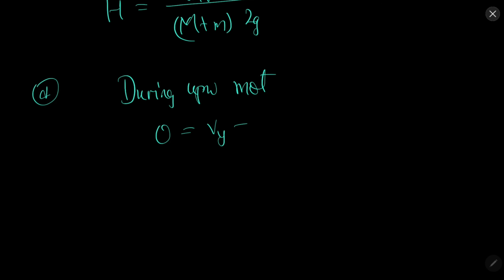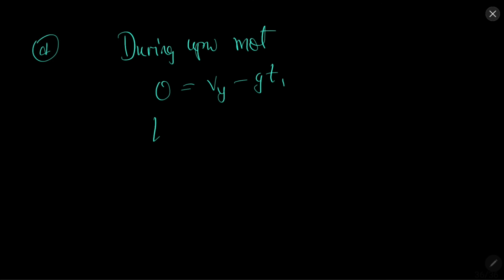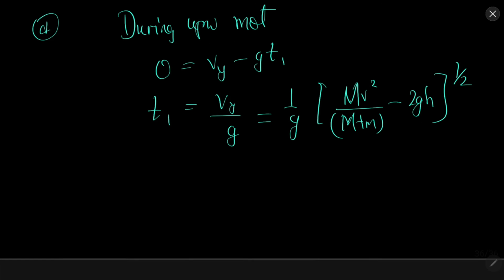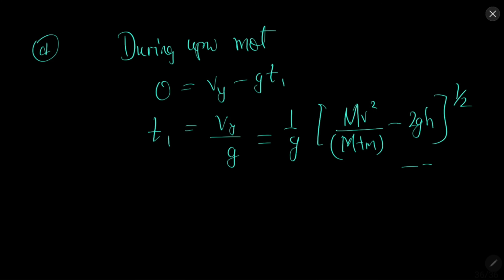Zero equal to vy minus gt1. So t1 will be vy over g. So it will be 1 by g times (mv squared over (m plus m) minus 2gh) to the power 1 by 2. Let this be equation 4.